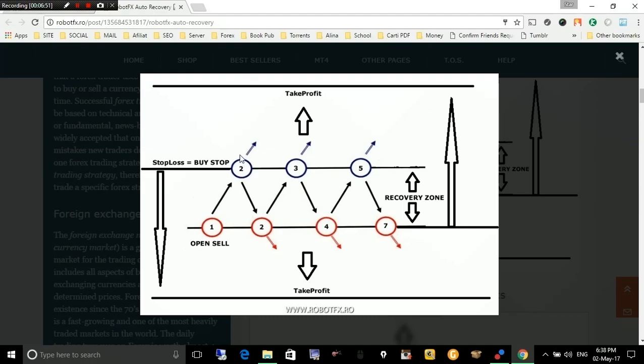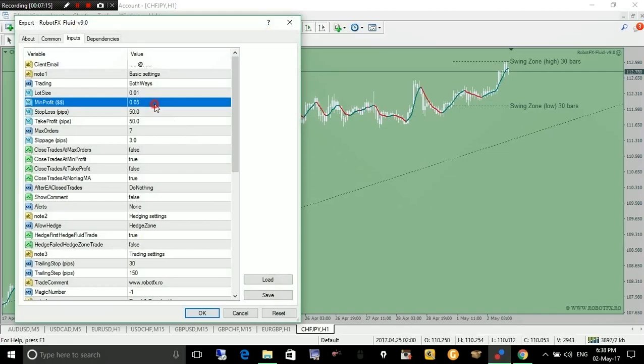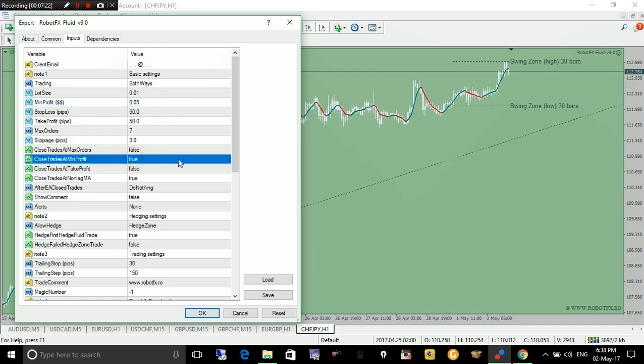If however it goes down, then the price will open the sell stop trade, another pending order placed by the expert advisor as soon as the buy stop gets triggered, and so on until the price goes either up or down, and the basket of these trades reaches minimum profit, or whatever value you choose here. The sum of their profits will reach this value, and then you can instruct the expert advisor to close all those trades.